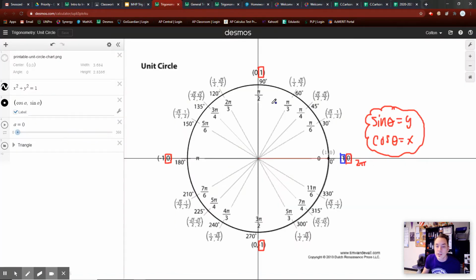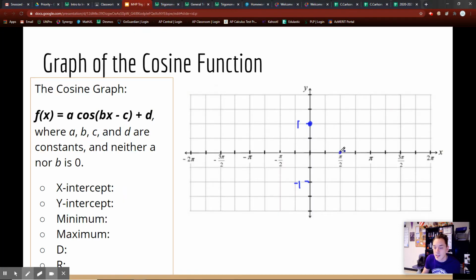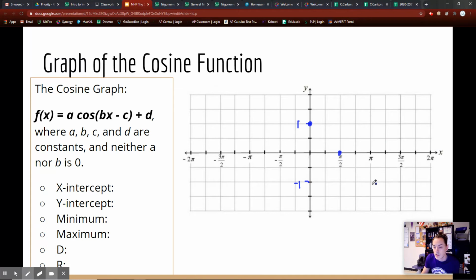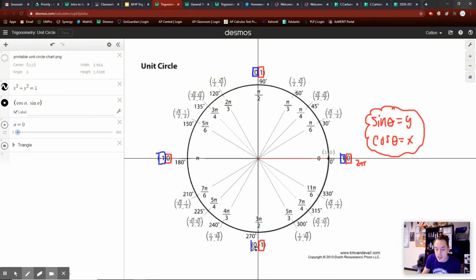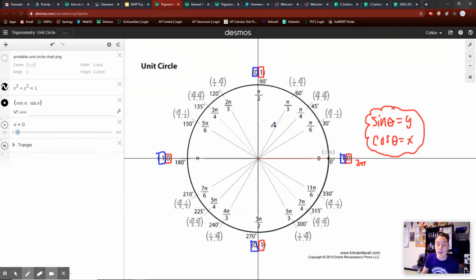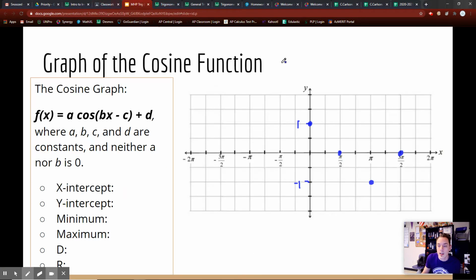Perfect. Now, cosine of pi over 2, I'm going to look at my x coordinate. That's 0. So go back here. It's going to be 0. And then cosine of pi, it's right here, my x coordinate, negative 1. So right here. Okay. And then let's go back. 3 pi over 2. So cosine of 3 pi over 2 is 0, so it's going to go back. And you should probably guess it. 2 pi is going to be back at 1. So 2 pi is going to be back at 1 right here.